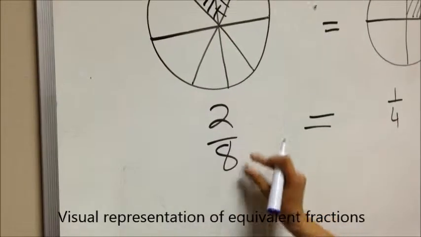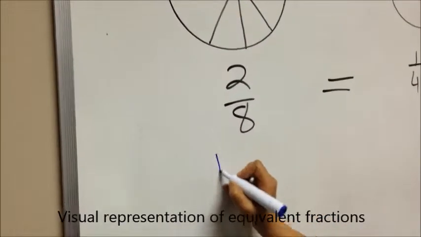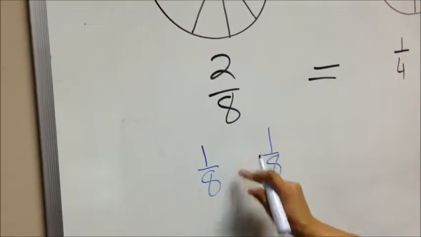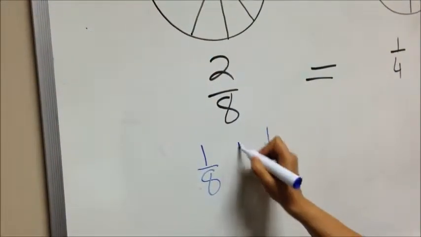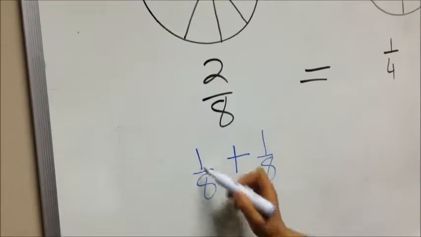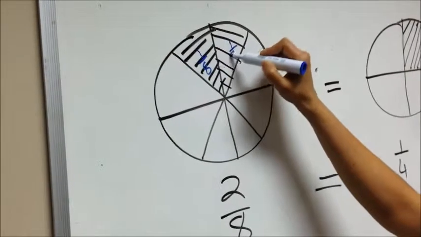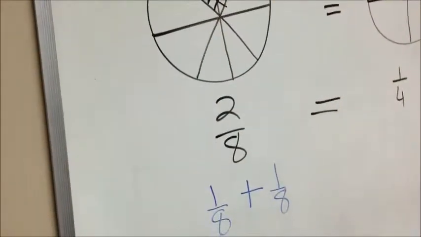If you break 2/8 into 1/8 and 1/8, what operation do we perform here? Yes, we added, right? Because 1/8 plus 1/8, 1/8 of a part and 1/8 of a part, makes 2/8.